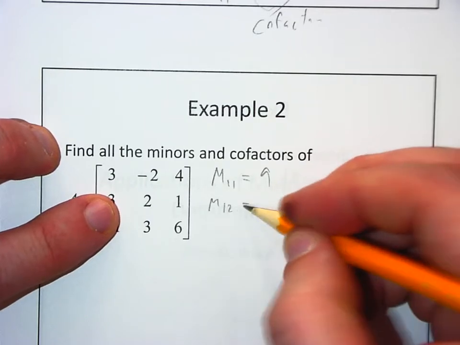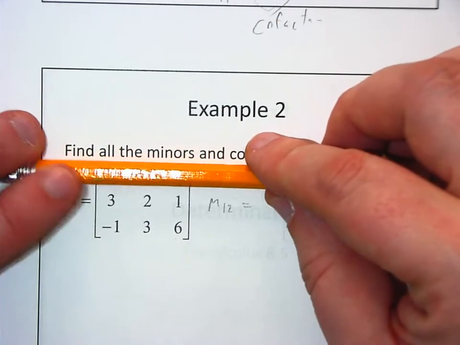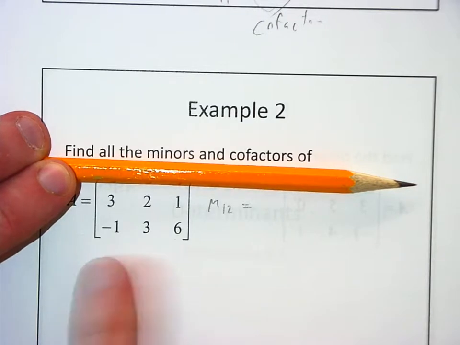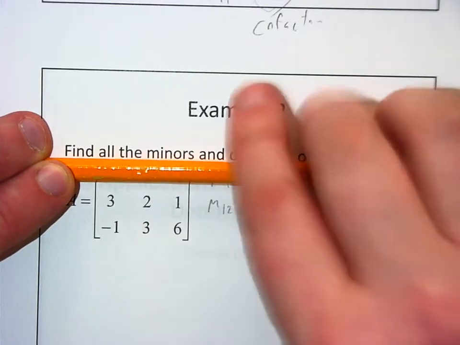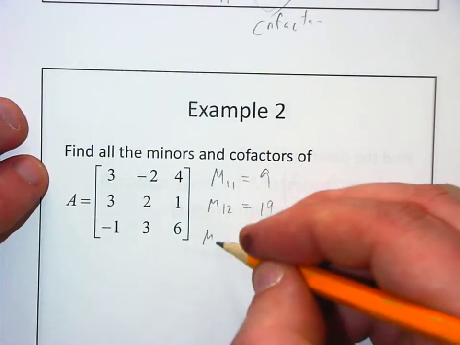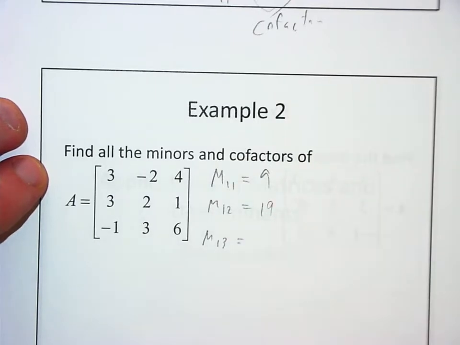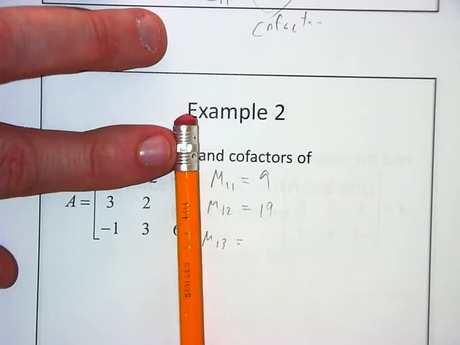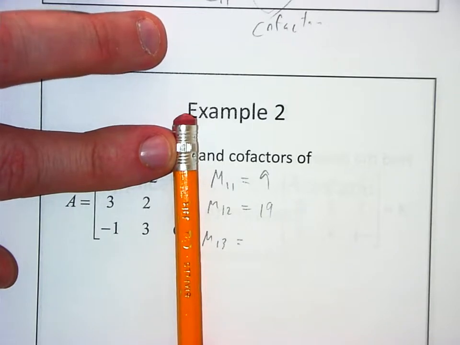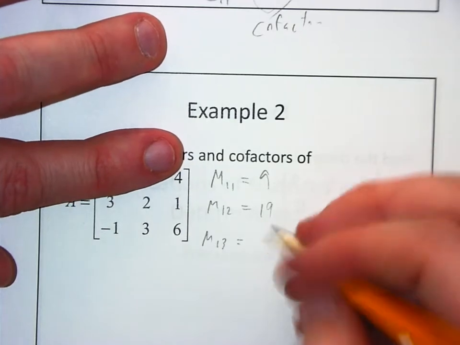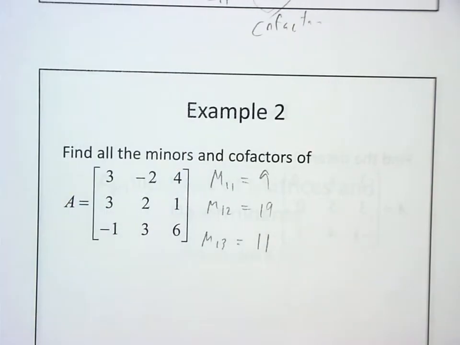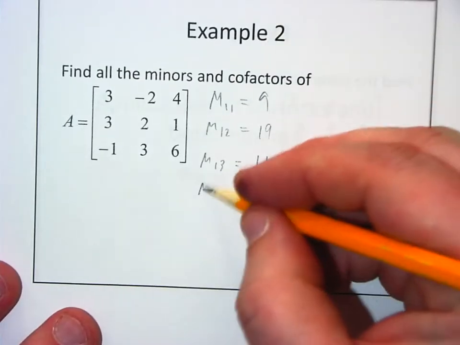Minor of 1, 2. Again, I'm going to ignore the top row, but now I'm going to ignore this middle column. I'm just going to look at the left and the right. What would you get there? 19. You have 18 minus negative 1, so 19. Is that making sense? M13, I'm going to cover up row and column. Yeah, 9 minus negative 2 would be 11. Okay? And you just keep going.